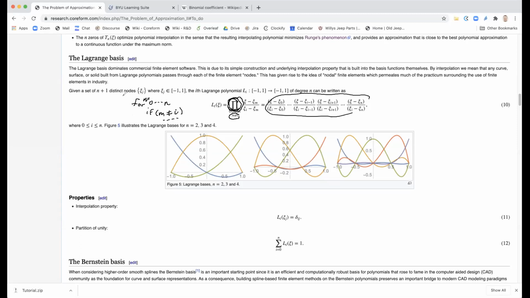And then there'll be another loop. So this will give you one polynomial. This will give you the ith polynomial. And then you can have another loop on i out here that will compute all of them. Okay, that makes a lot more sense. That if statement helps.